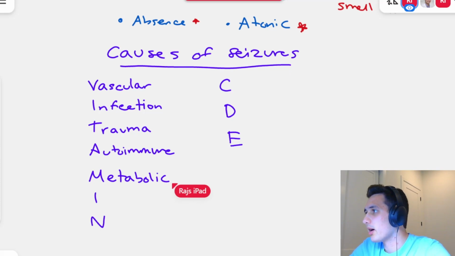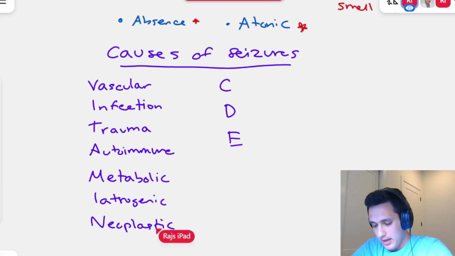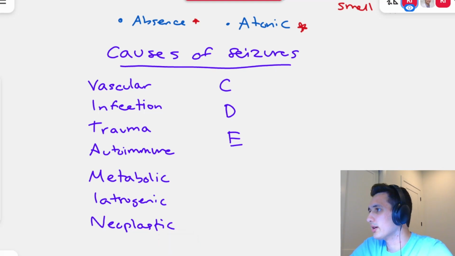So think of metabolic causes: decreased or increased glucose, sodium, potassium, magnesium, calcium. These are all things that you want to be aware of. And then these two here, iatrogenic and neoplastic. Has there been a medically induced cause of seizures? So potentially if the sodium of someone goes from very high to very low very quickly, there can be cerebral edema in the brain causing seizures.